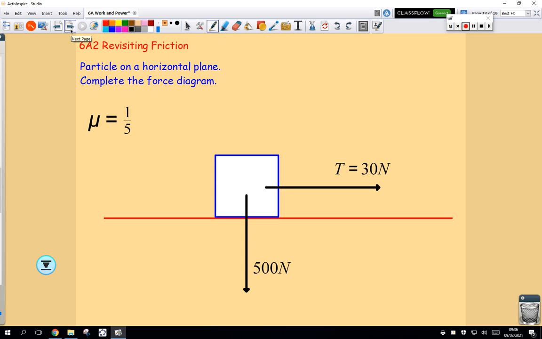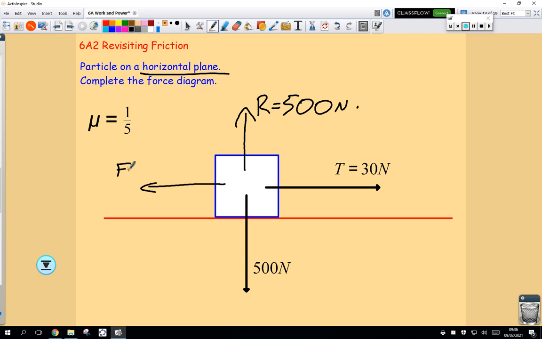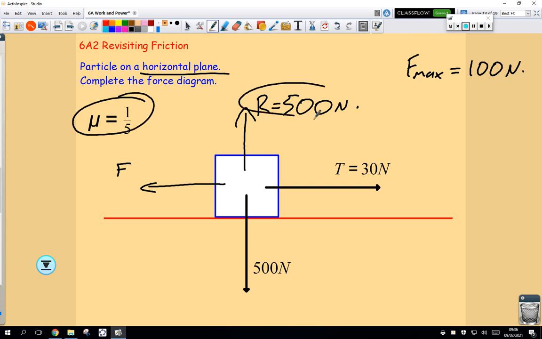Suppose tension is 30 newtons, almost the same setup. Upwards, we have a normal reaction. Again, we've looked at this already, the up forces are going to equal the down forces because it's moving on a horizontal plane. So that's 500 newtons, and we're going to have this friction force out here to the left. What can it be? Well, we've looked at this example already. The maximum possible value for friction is mu, 1/5, times the normal reaction, which is 100. So friction can get up to 100. Does it need to get up to 100 here? No, it only needs to get up to 30. So in this case, friction would be 30 newtons.